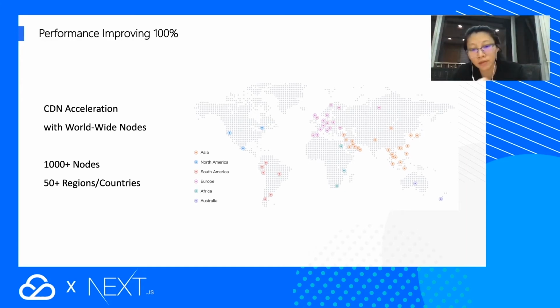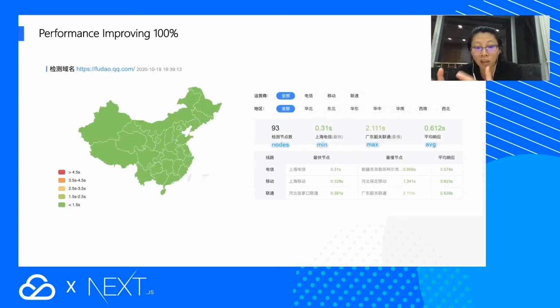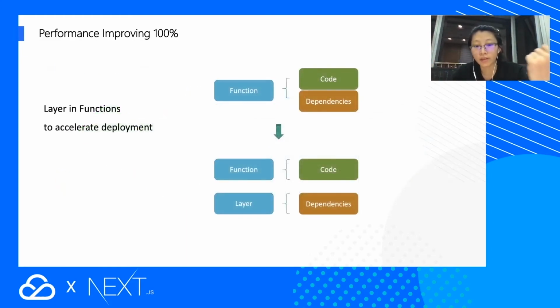After the improvements, we can see the access experience for the Penguin course page is pretty good in mainland China. As the test result shows, for 93 access nodes in different provinces in China, the average latency is about 600 milliseconds.